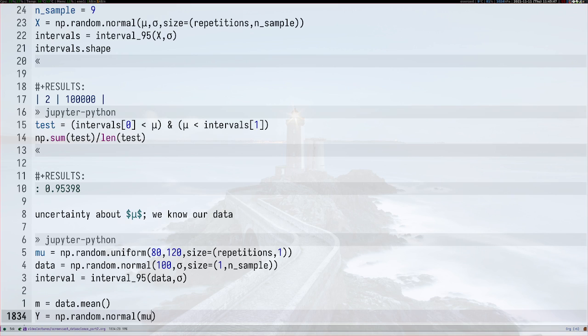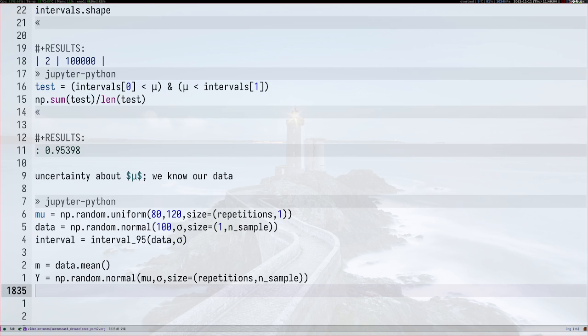all the different samples that we can have with mu, sigma, size equals repetitions, and sample. So here I have all my different samples. This is normally distributed with expectation mu, where we have different mu's in each row, because the uncertainty is about mu with the Bayesian approach. Sigma is known, so that's simply sigma. And the size is that we're going to generate these samples 100,000 times, so that's the same as above.